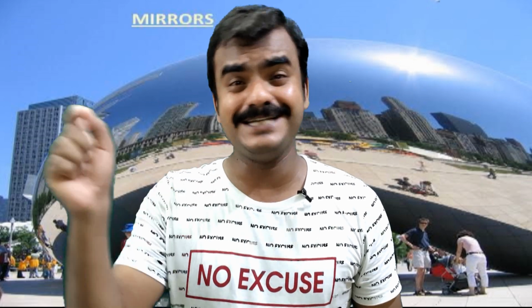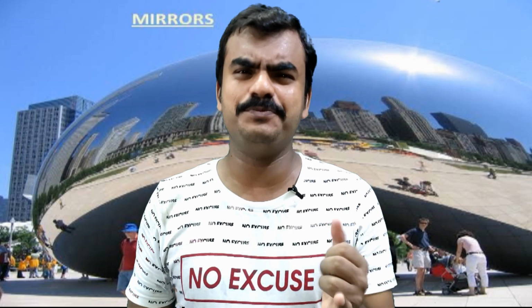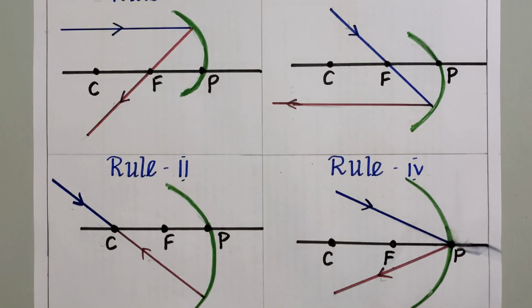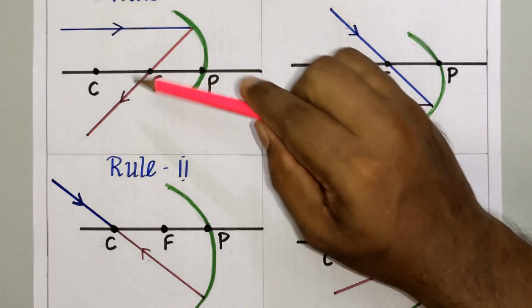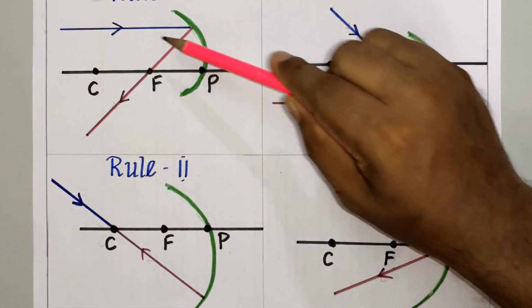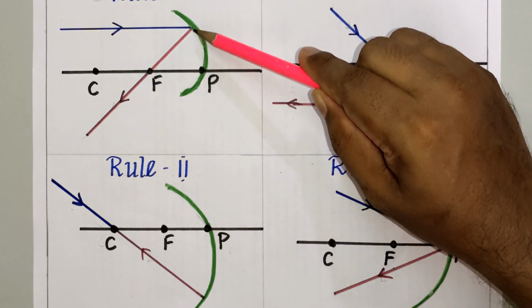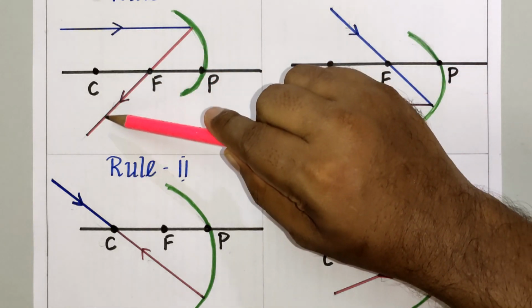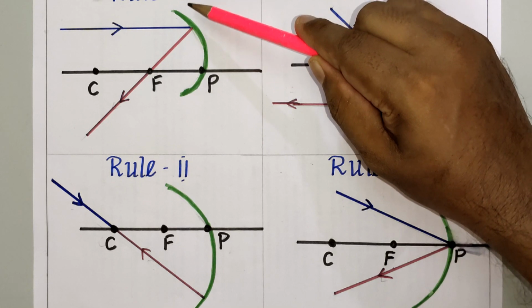Shall we draw a ray diagram? It is very easy. Don't panic. Take your pencil, scale and notebook. We should know 4 light rules to draw a ray diagram. Rule number 1. If the light travels parallel to the principal axis, then it will be reflected through F. This is rule number 1.